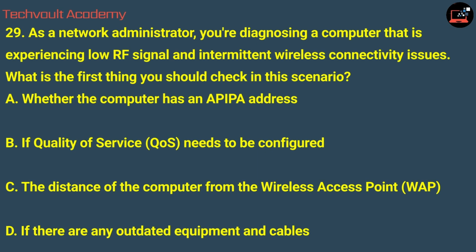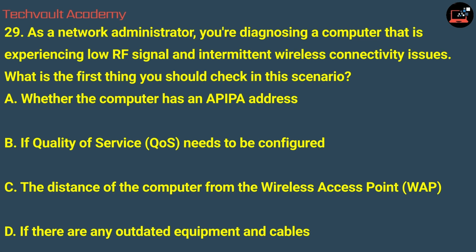29. As a network administrator, you're diagnosing a computer that is experiencing low RF signal and intermittent wireless connectivity issues. What is the first thing you should check in this scenario? A. Whether the computer has an IP address. B. If quality of service, QoS, needs to be configured. C. The distance of the computer from the wireless access point, WAP. D. If there are any outdated equipment and cables.